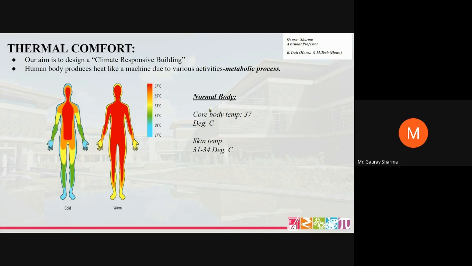Okay, so as we have to mark some reference line with which we can study the concept of thermal comfort, that's why we have adopted the definition using the different values of temperature for a normal body.